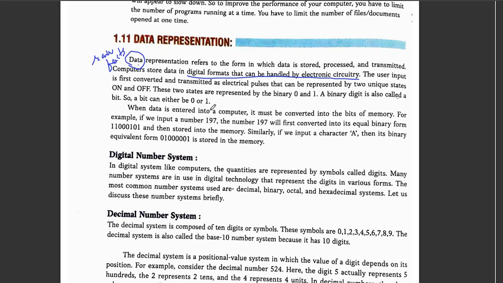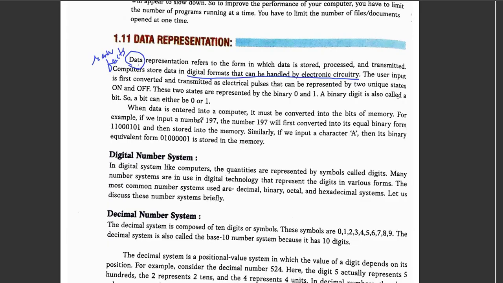When data is entered into a computer, it must be converted into bits of memory. For example, if we input a number 197, the number 197 will first be converted into its equal binary form, 11000101, and then stored into the memory. Did you understand anything from this sentence?